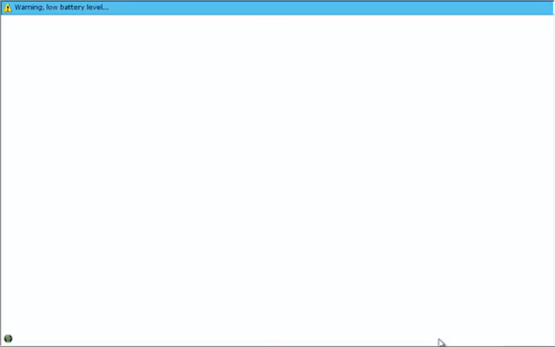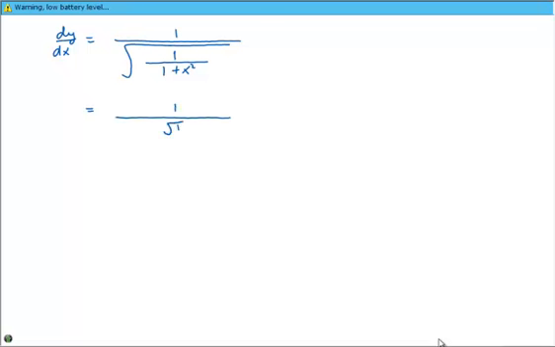So what you'll be left with is your dy dx will be equal to 1 all over the square root of 1 plus x squared. I will keep going with it. The square root there is easy to work with. You're going to be left with 1 all over the square root of 1 over the root of 1 plus x squared.